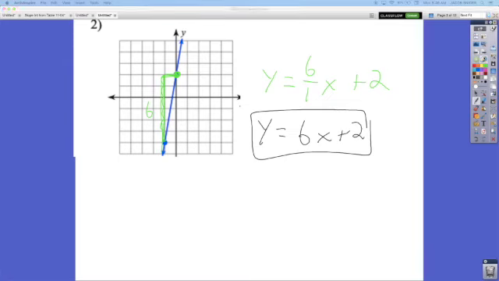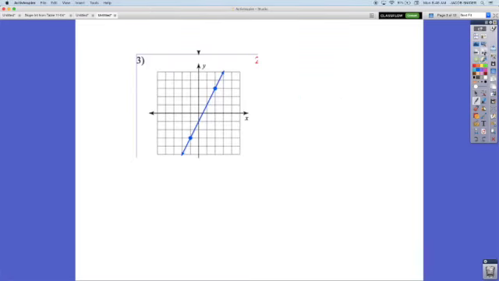Let's keep it going. All right, what about this one now? Remember, I need my y equals my slope, x, plus my y-intercept. Slope, y-intercept, those are the two things that I need. Okay, let's do it to it.